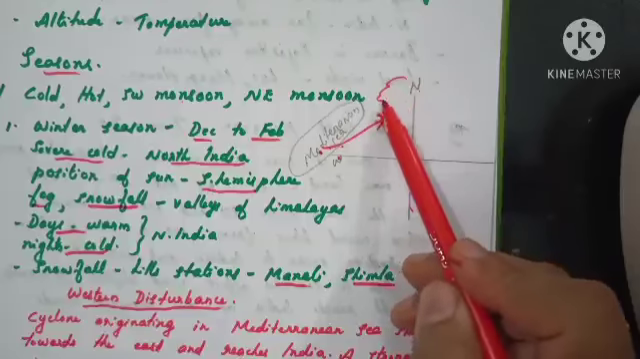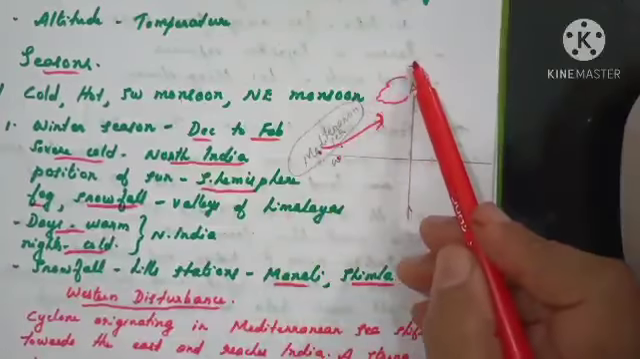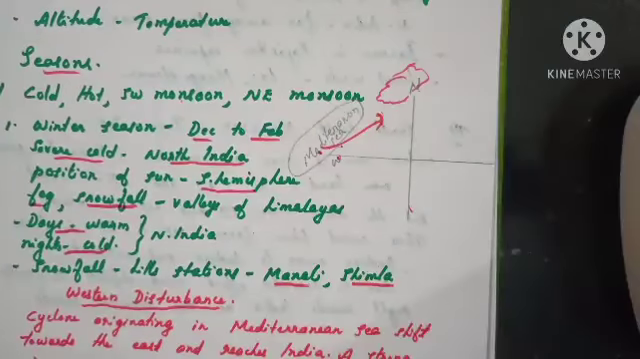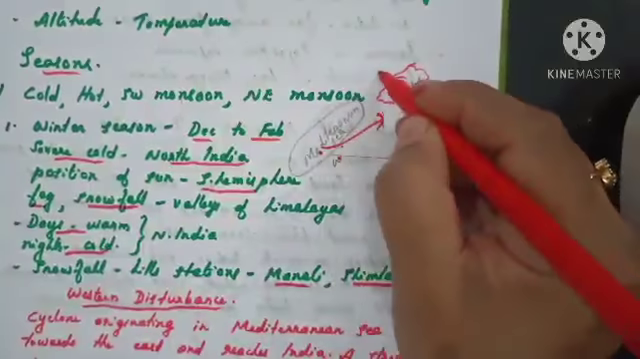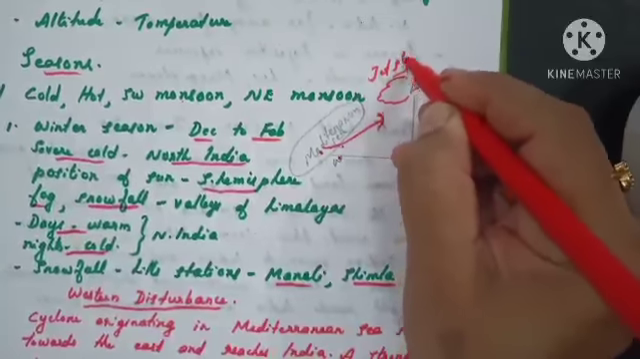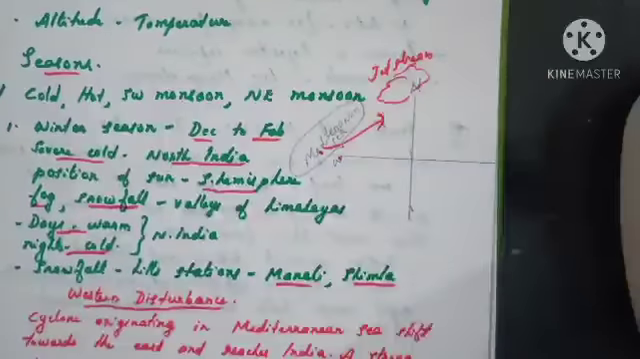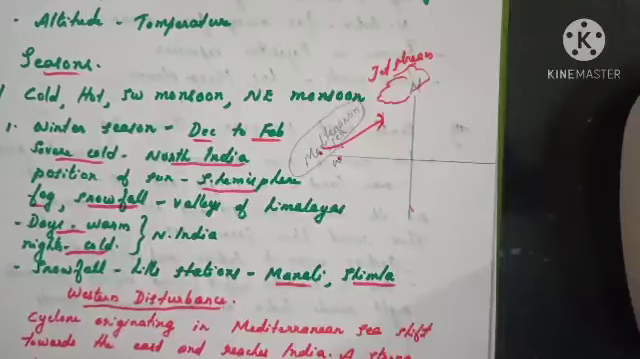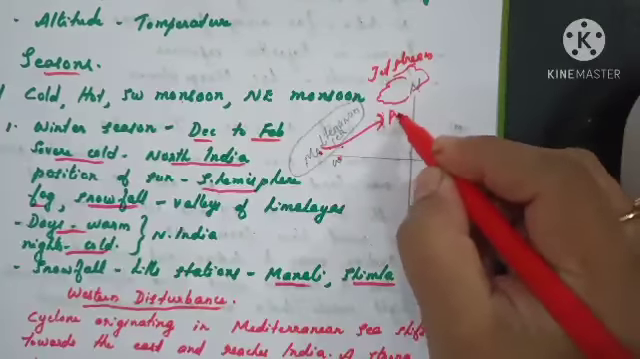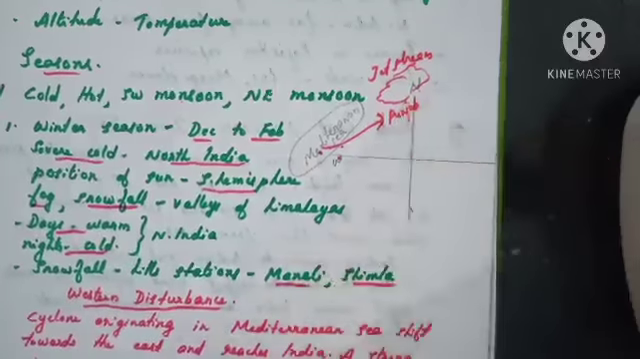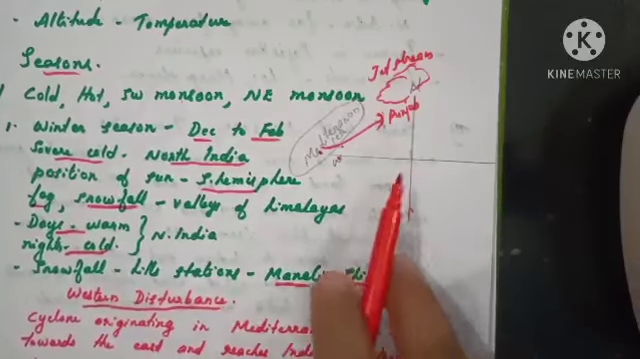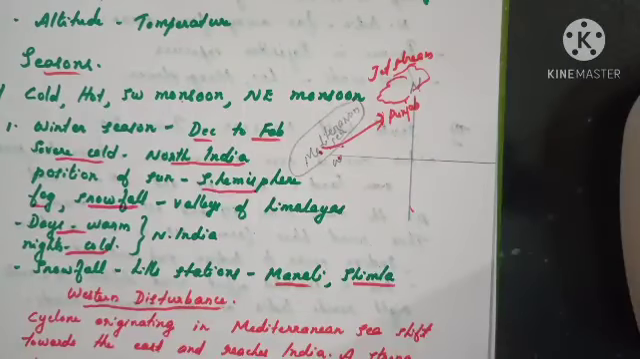Here there is a strong air current in the troposphere. This air current is known as the jet stream. By the influence of the jet stream, this region experiences rainfall. Especially, Punjab receives rainfall during the winter season. This is known as western disturbance.